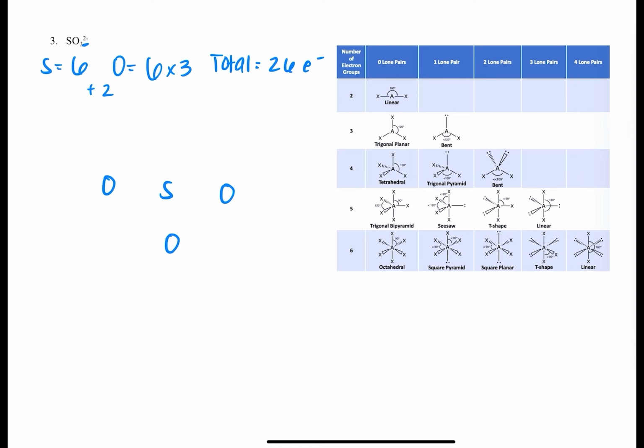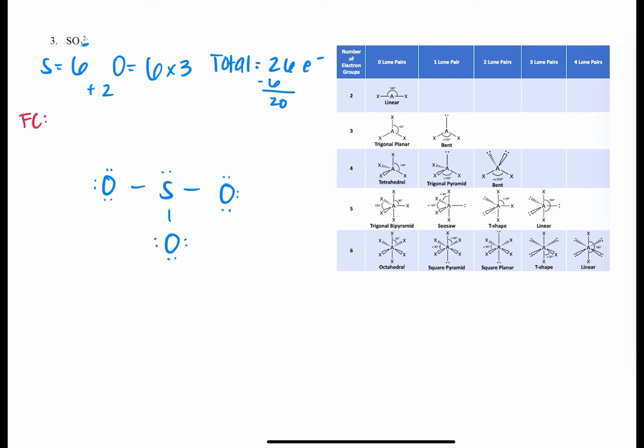And for now, let's just add single bonds in between each oxygen. So that used up 6 electrons. Now we have 20 remaining. So we can go ahead and add lone pairs around each oxygen. So that used up 18, 6 around each oxygen. And so now we have 2 electrons left, so we can put them there. But let's take a look at our formal charges.